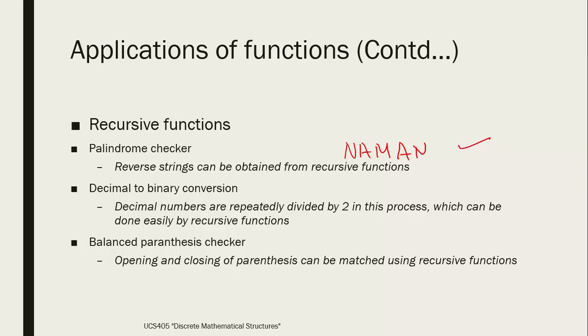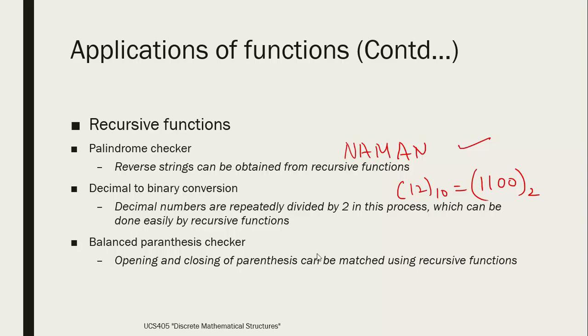Next, decimal to binary conversion. We have various number systems like decimal, binary, octal and hexadecimal number systems. Sometimes we need to convert a number in a particular number system to another number system. For example, decimal to binary, like 12 in decimal is equal to 1100 in binary. For this conversion, we can use recursive functions.